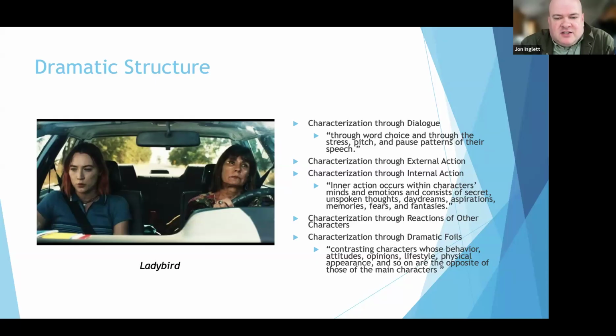We have characterization through reactions of other characters, and we have characterization through dramatic foils. Dramatic foils are contrasting characters whose behavior, attitudes, opinions, lifestyle, physical appearance, and so on are the opposite of those of the main character. In Ladybird, I believe you have a characterization through dramatic foils and characterization through reactions of other characters. Ladybird is in conflict with her mother in this particular scene.